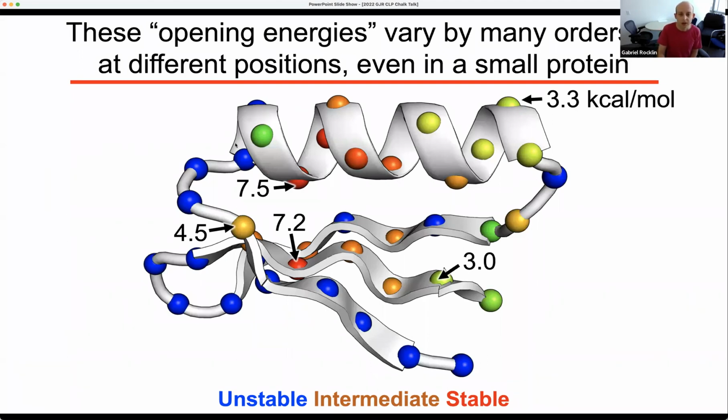So even in this really small, simple protein, there's a big difference in conformational fluctuations at this site in the core of the protein and this site on the other side of the same helix. And so we'd like to understand how to predict these opening energies based on the sequence. And so we need to collect a lot of data.